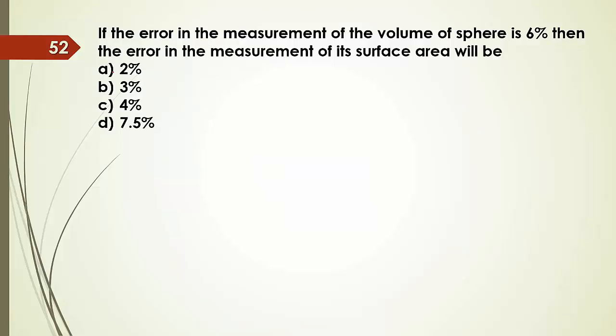Question number 52. If the error in the measurement of volume of a sphere is 6%, the error in the measurement of its surface area will be. See here, volume is given, we have to calculate area. Error in the measurement of area. For volume of a sphere, delta V over V into 100 is already given as 6%. We know that the volume of a sphere is 4 by 3 pi r cube.